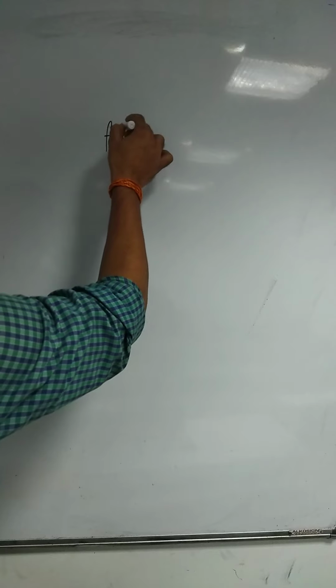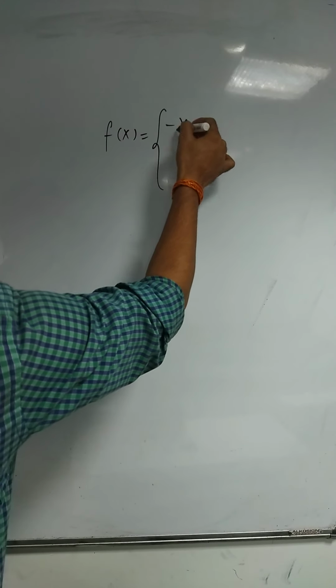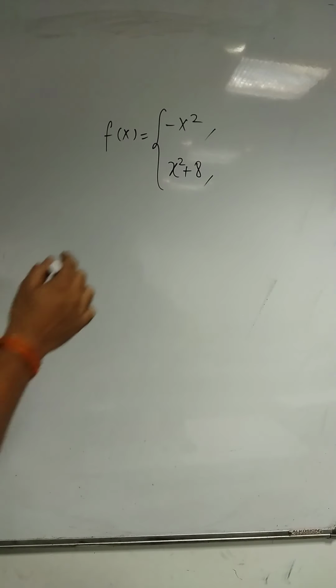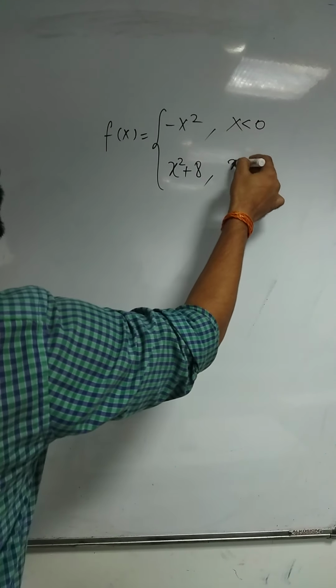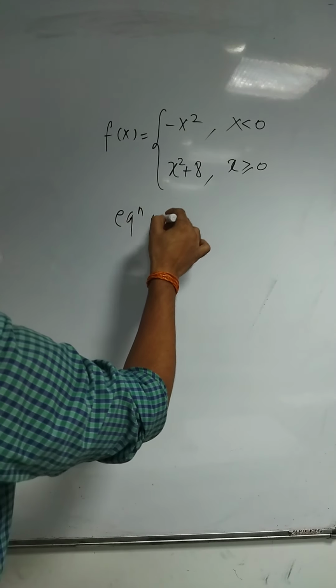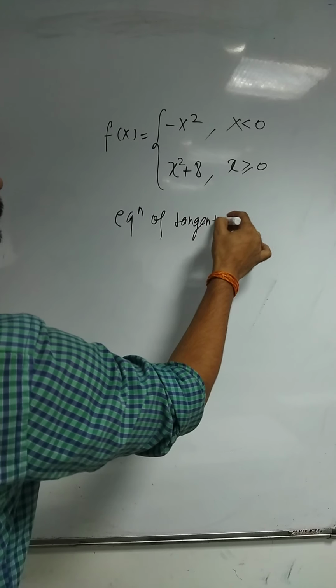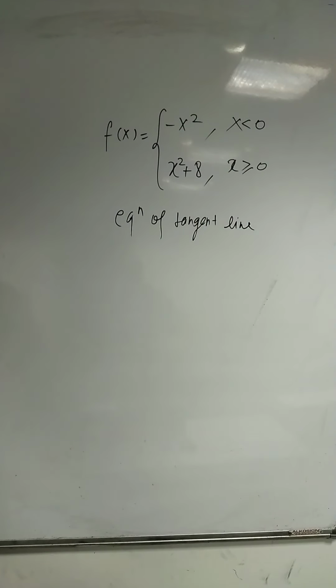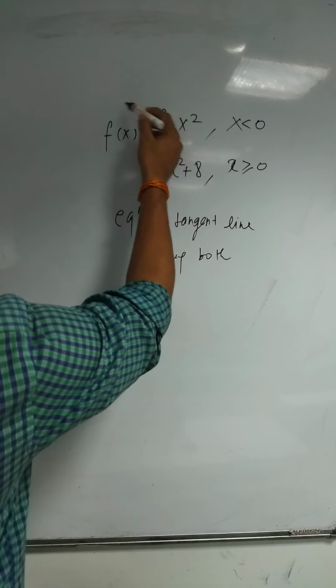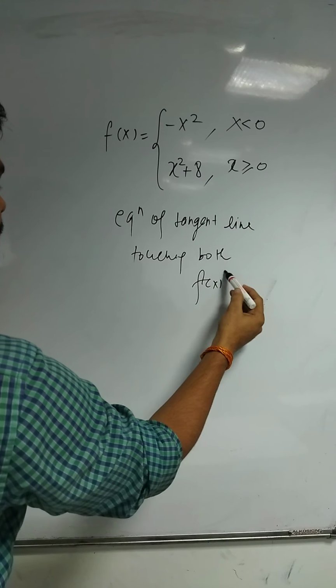Next one is f(x) is equal to minus x square for x negative, and x square plus 8 for x greater than or equal to 0. Find the equation of the tangent line touching both the branches of f(x).